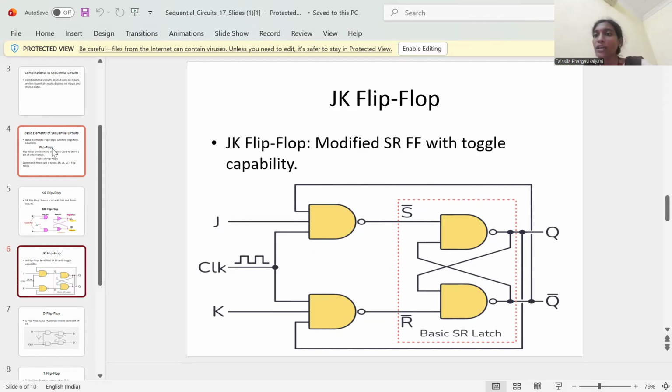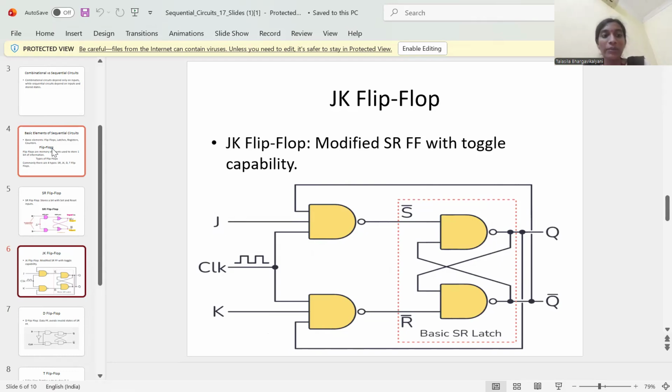If Qn value is equal to 1 and Qn plus 1 value is equal to 0, then K value is equal to 1 and J value is don't care. If Qn is 1 and Qn plus 1 is 1, then K value is 0 and J value is don't care.